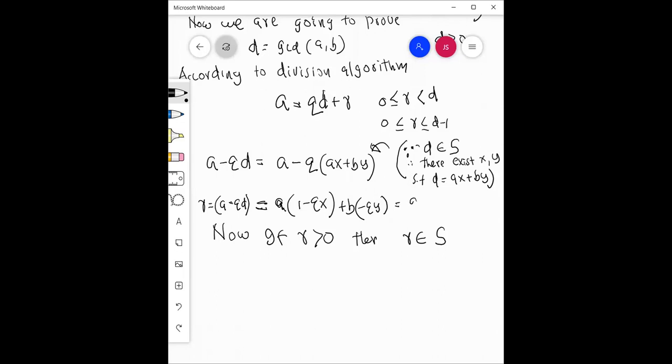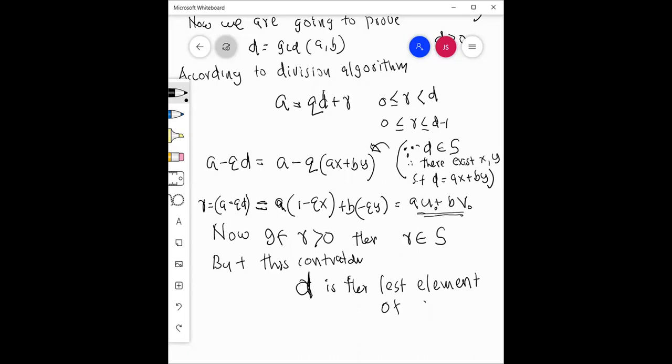It is of the form AU plus BV, right? If R is greater than 0, then AU plus BV is greater than 0, which means AU plus BV is an element of S. You can put U naught and V naught to distinguish it from general U and V. So R is an element of S, right? But this contradicts what? It contradicts that D is the least element of S, according to our assumption.